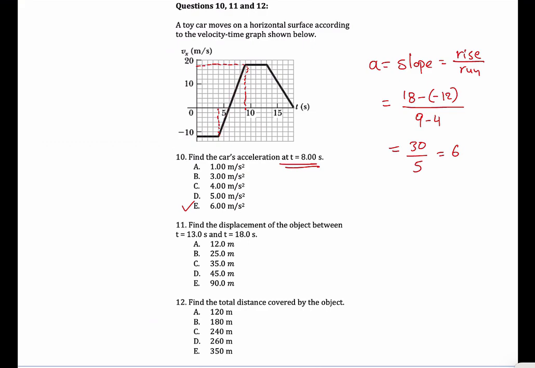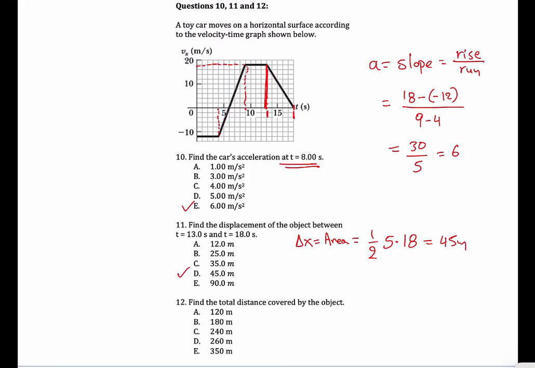Now we need to find the displacement between 13 seconds, which is here if I'm not mistaken, and 18 seconds, which is there. We remember that on the velocity versus time graph, the displacement is equal to the area under the graph. So we're going to find only that area. It is half base times height, and if we check carefully, the base is from 13 to 18, so it is 5, and the height is 18. So the value is 45 meters.